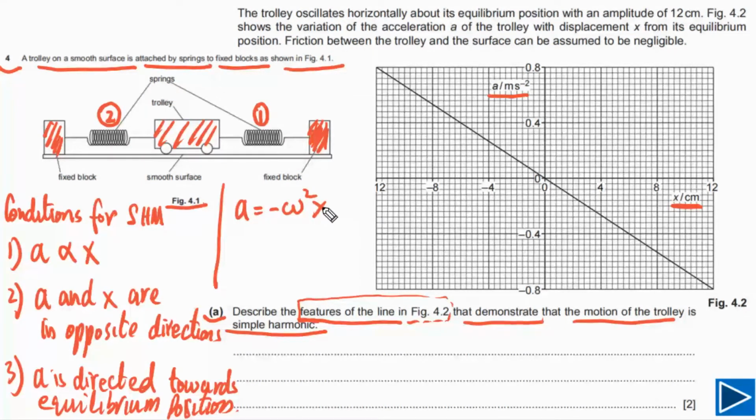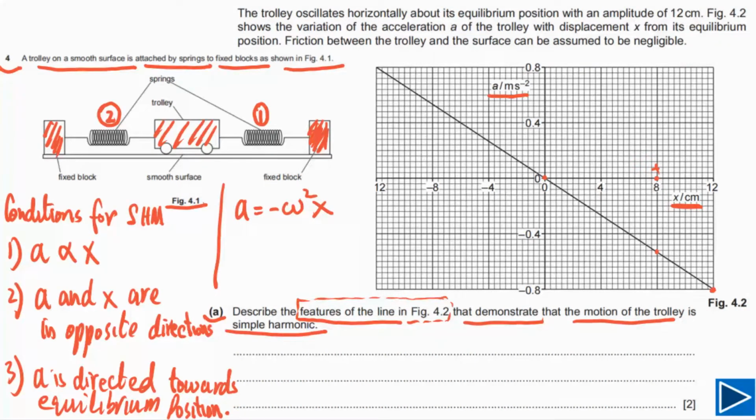It means when x is maximum, a is maximum. When x is minimum, a is also minimum. When x is positive, a is negative. When x is negative, a is positive. You can also see this from the graph. You can see when x is maximum, a is also maximum. And when x is 0, a is also 0. And when x is positive, you can see here, x is positive here, but a is negative here. So these are the basic conditions for simple harmonic motion.